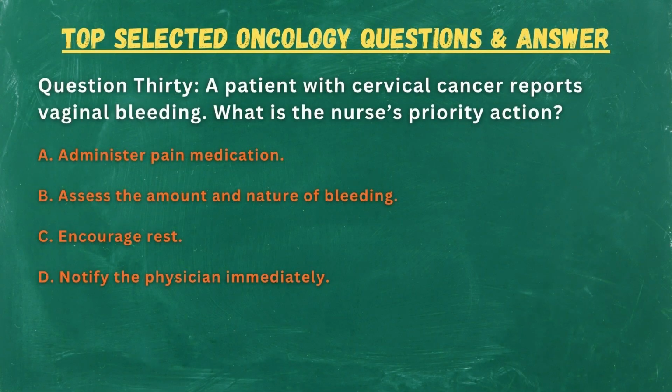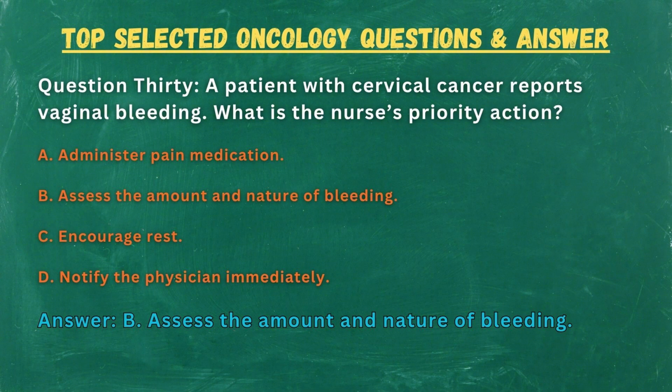Question 30. A patient with cervical cancer reports vaginal bleeding. What is the nurse's priority action? A. Administer pain medication. B. Assess the amount and nature of bleeding. C. Encourage rest. D. Notify the physician immediately. Answer. B. Assess the amount and nature of bleeding.